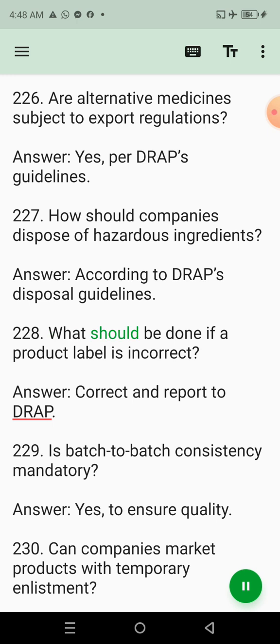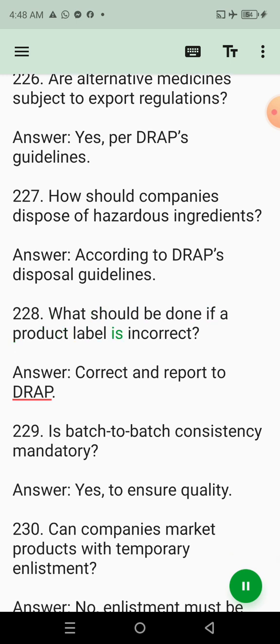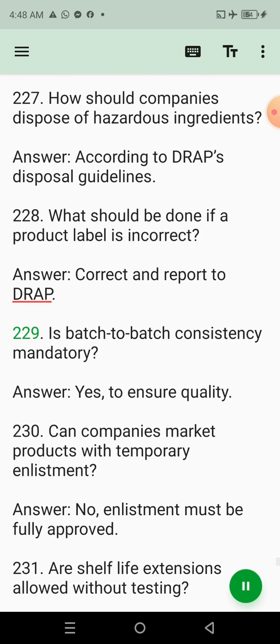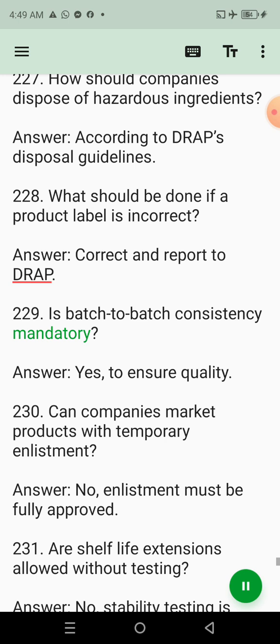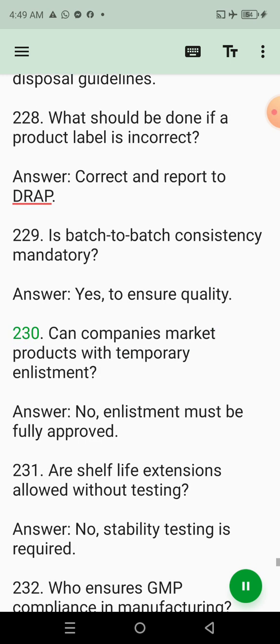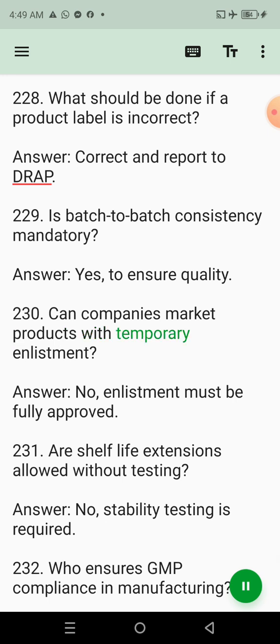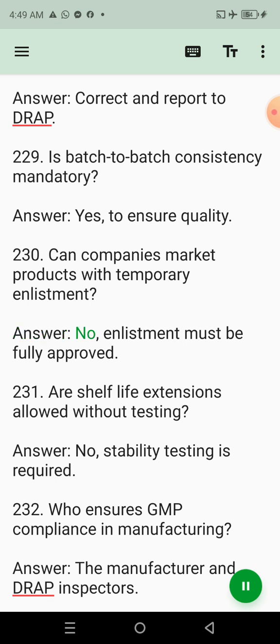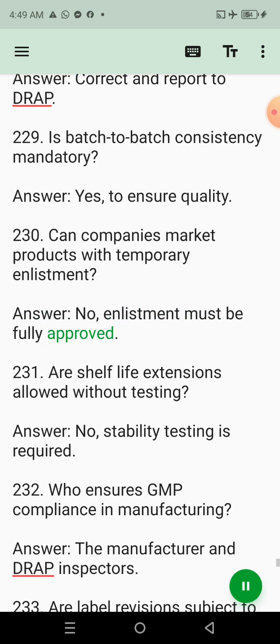228. What should be done if a product label is incorrect? Answer: correct and report to DRAP. 229. Is batch-to-batch consistency mandatory? Answer: yes, to ensure quality. 230. Can companies market products with temporary enlistment? Answer: no, enlistment must be fully approved.